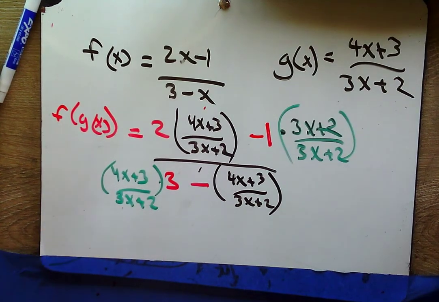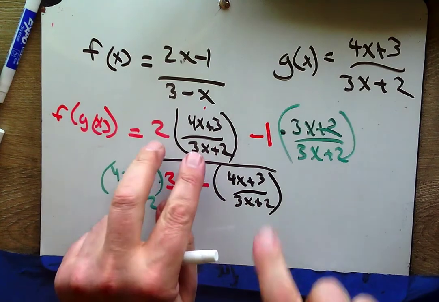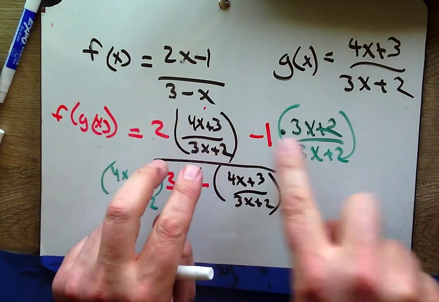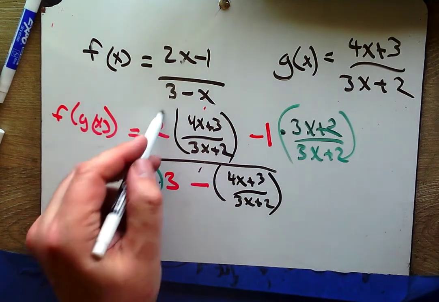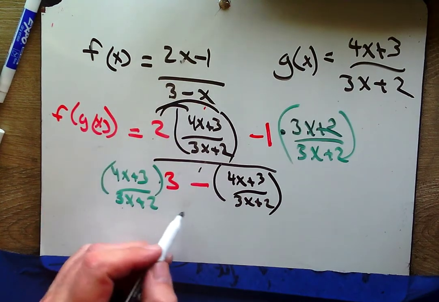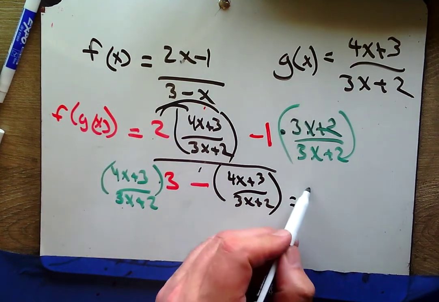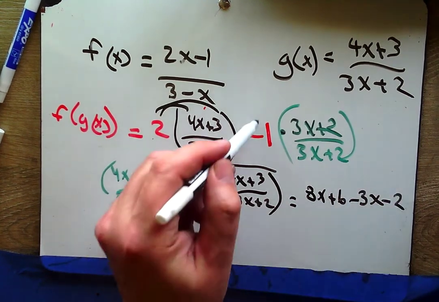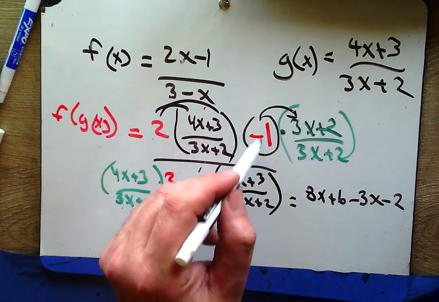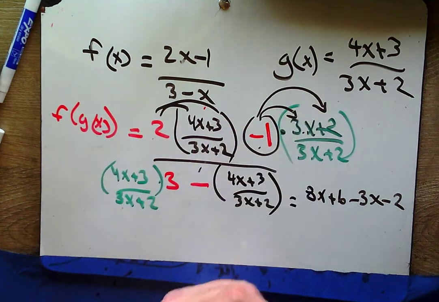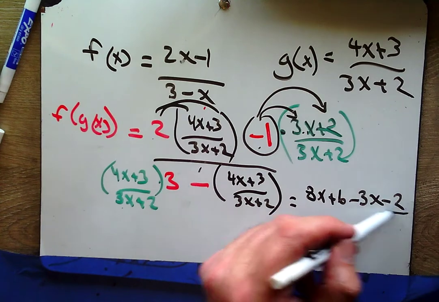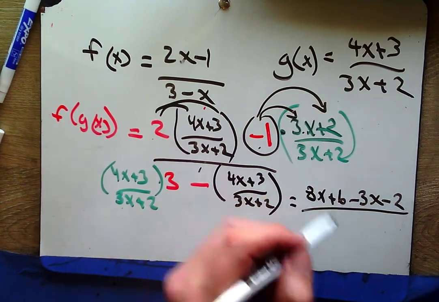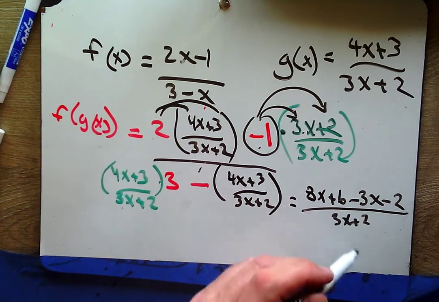Fabulous. So how does this tidy up? Okay, well, way at the top, I've got this minus this. So distribute that 2 up there: 8x plus 6 minus 3x minus 2. This is really important to distribute that not just here, but also here. Over our common denominator, 3x plus 2.